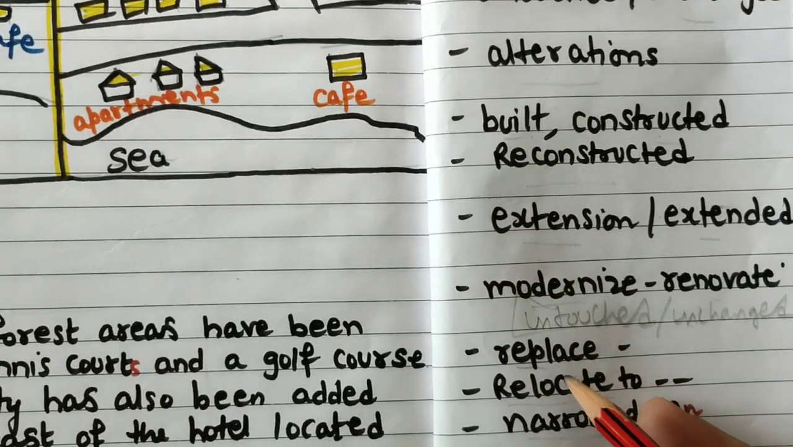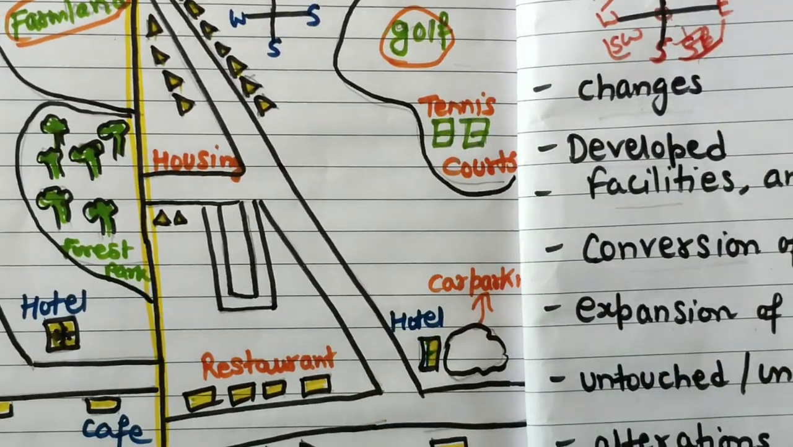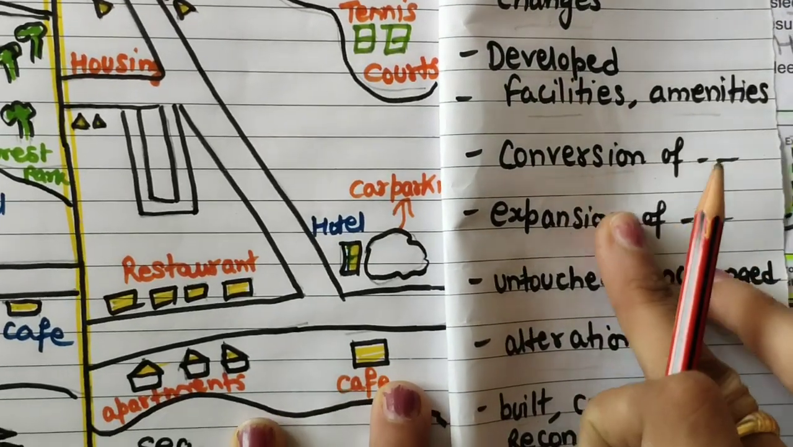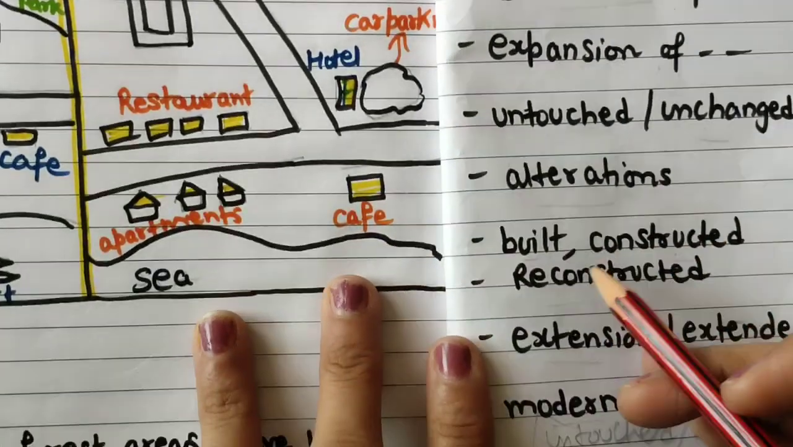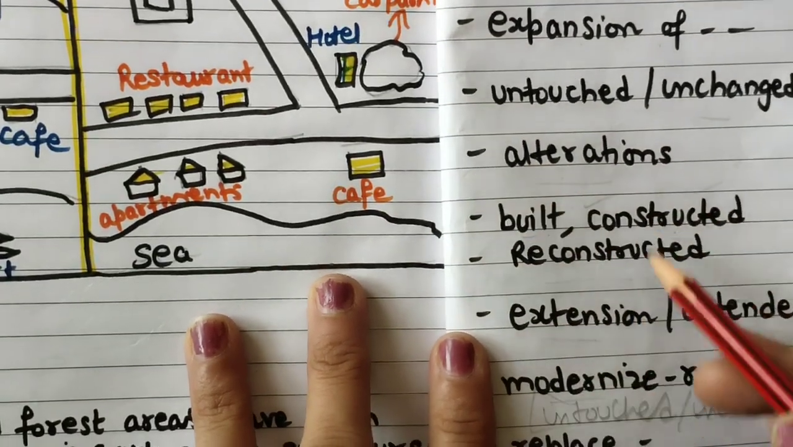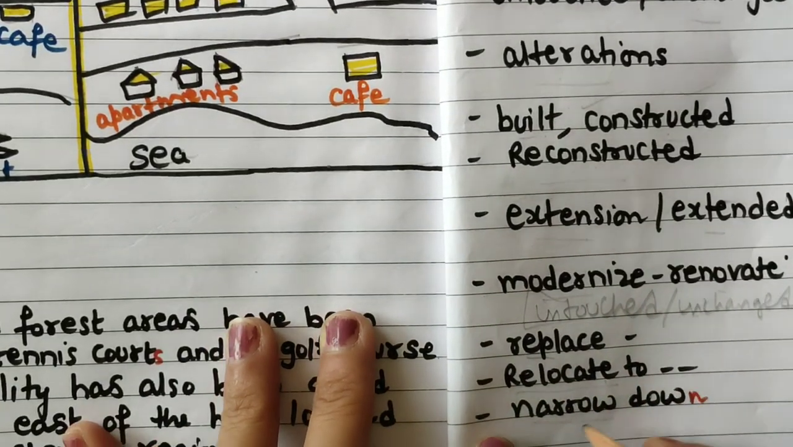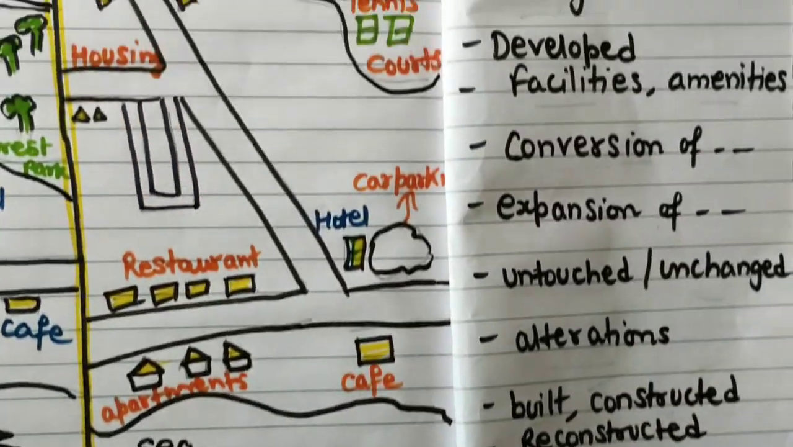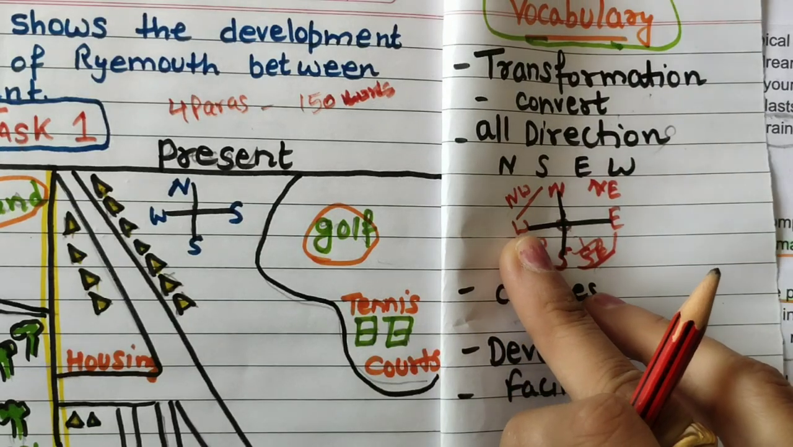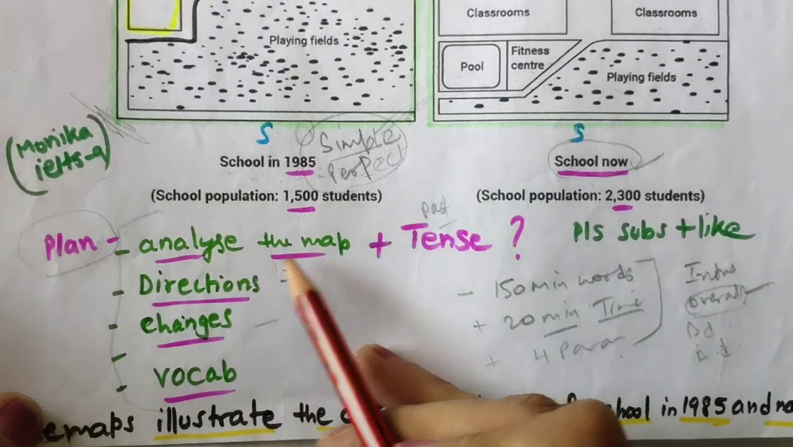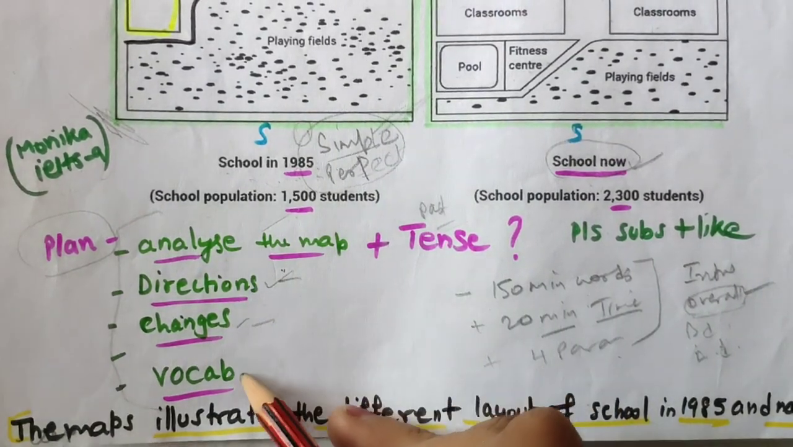So use these words according to your map, according to your diagrams. So if you are using these words into past tense map, then you have to use second verbs also. Like here it is replaced, you can relocate it, narrow down also, you can use these words. So you can convert this vocabulary into other tenses also. We have discussed tenses also, as I have already explained, directional words also, changes also, some vocabulary.